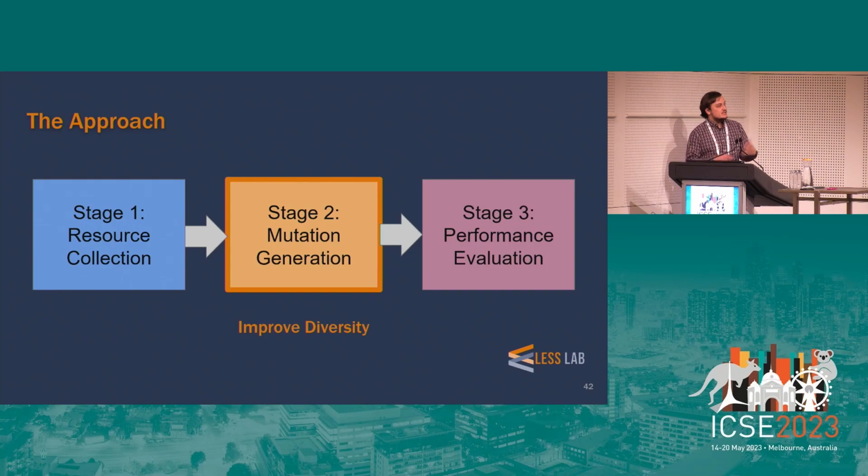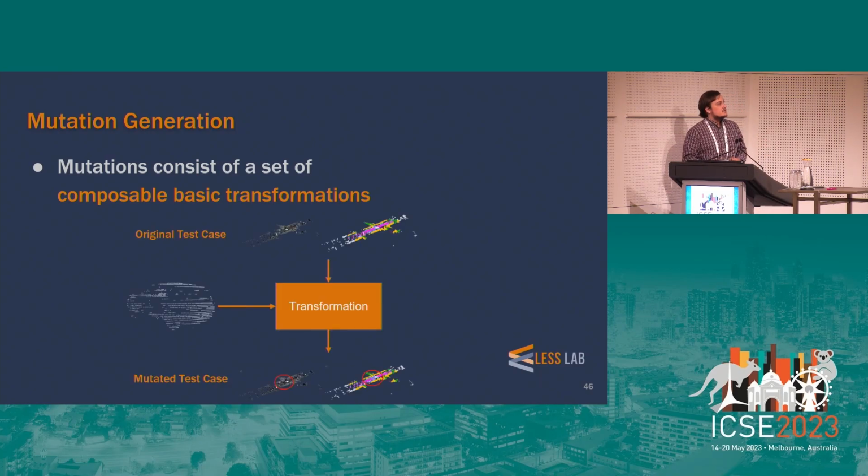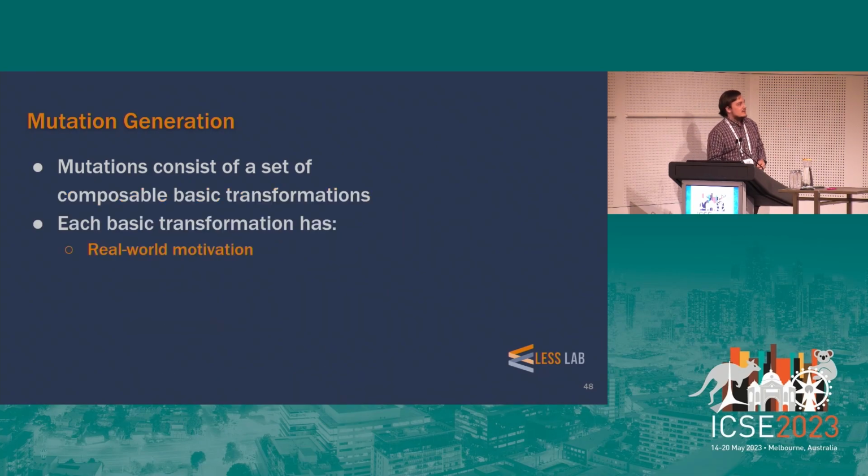Once we've done that, we want to generate our mutations to improve diversity. And how do we do that? Well, each mutation consists of a set of composable basic transformations. So here we take our input-output pair and the car that we found from before, and we're going to embed this car into the mutated test case. And I'll give you a better image that we can see later on in just a couple of slides.